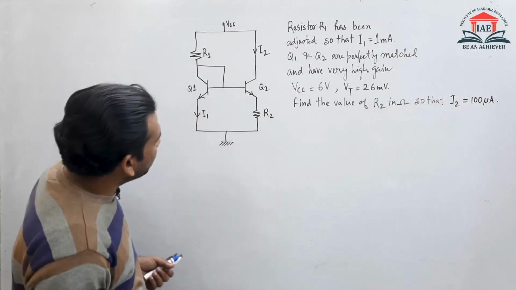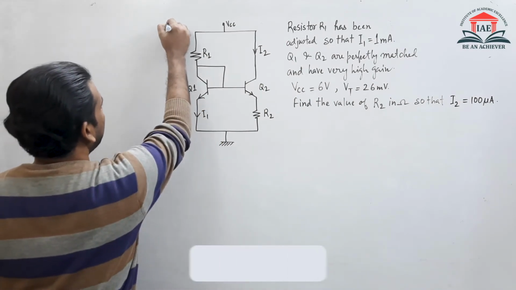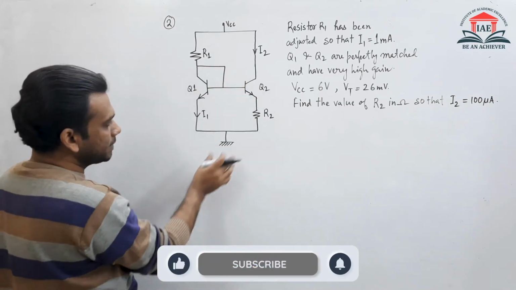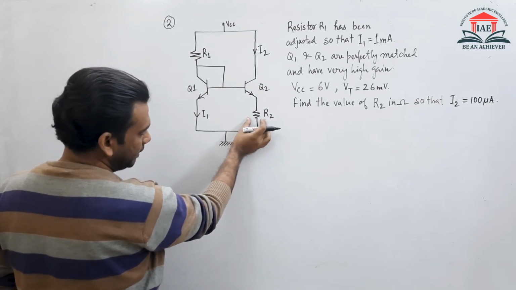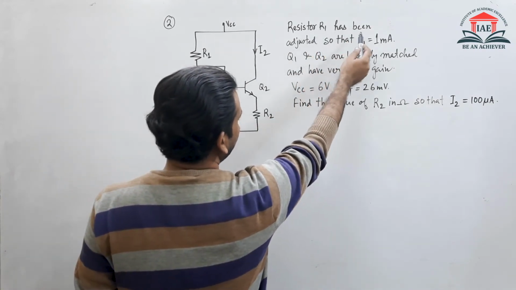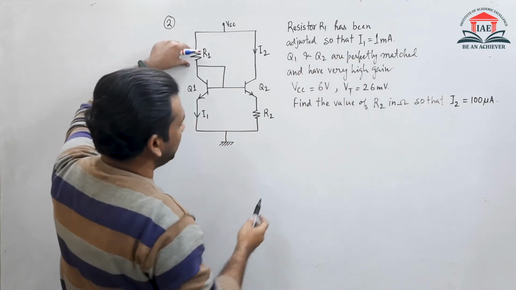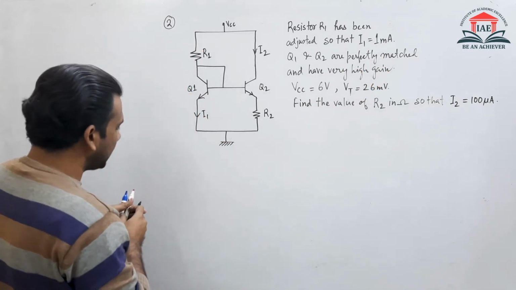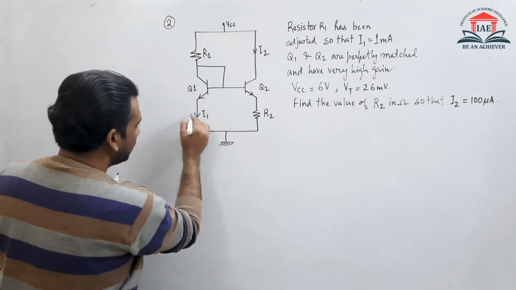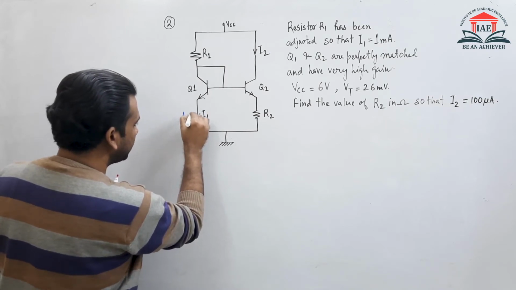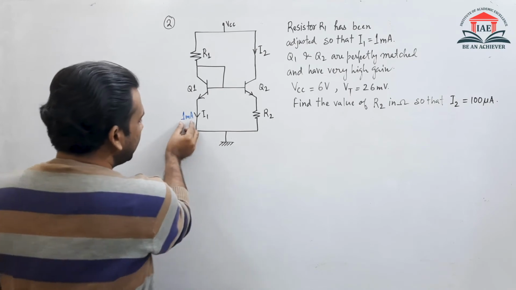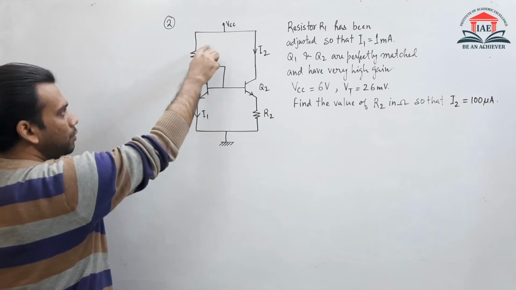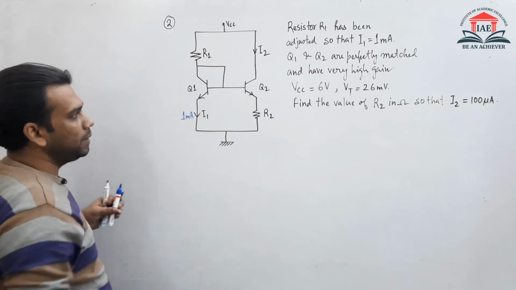Now let's take the second example, or second numerical. In this numerical you can see a current mirror circuit has been given and here a resistance has been connected, and resistor R1 has been adjusted so that the I1 current is 1 milliampere. Where is the I1 current? I1 current is this one. So this is the 1 milliampere current here. How is this adjusted? By this value R1. By adjusting the value R1, we can take the value as 1 milliampere.